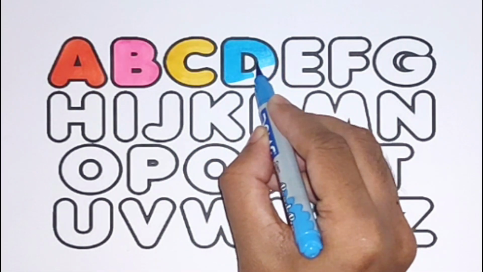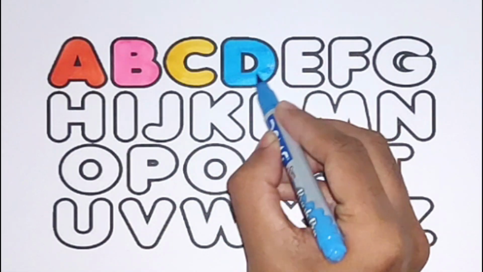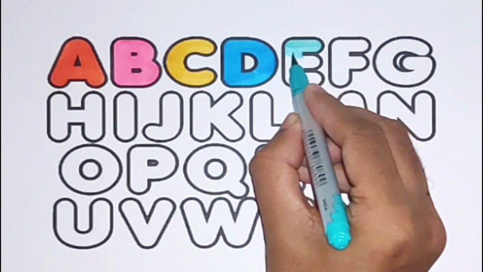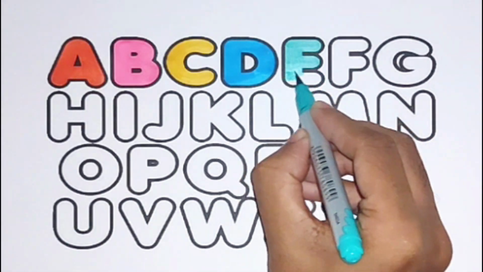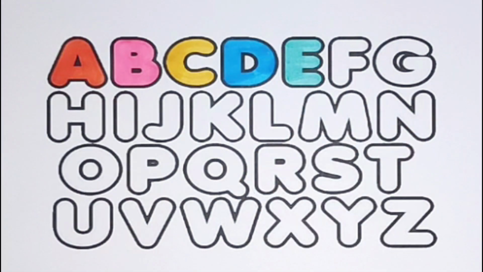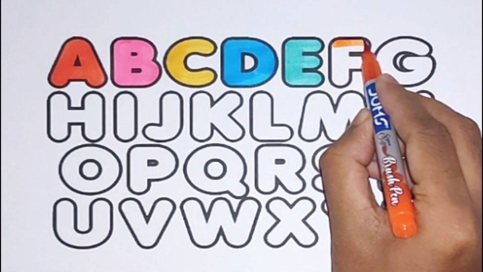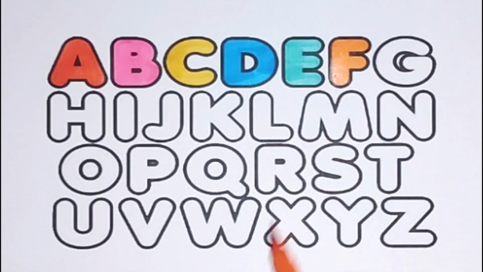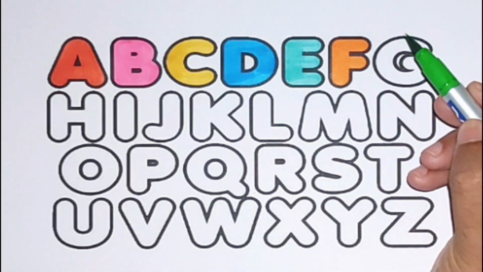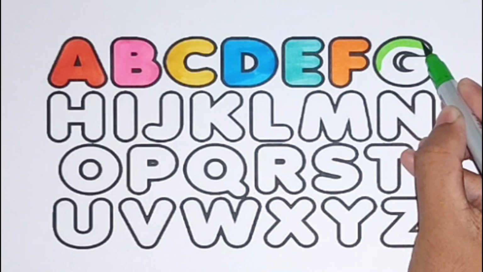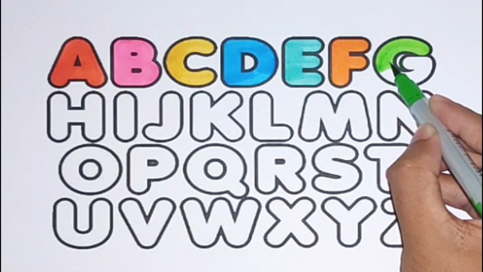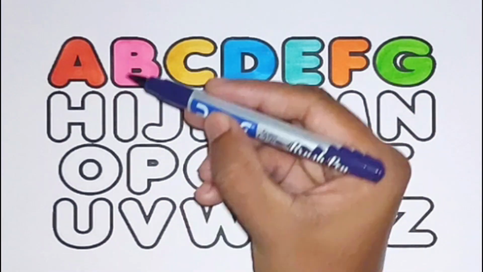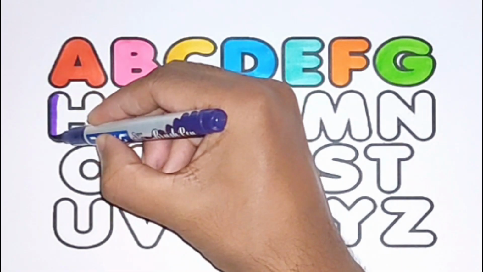D for dog. C green color. E for egg. Orange color. F for fish. Light green color. G for grapes. Purple color.